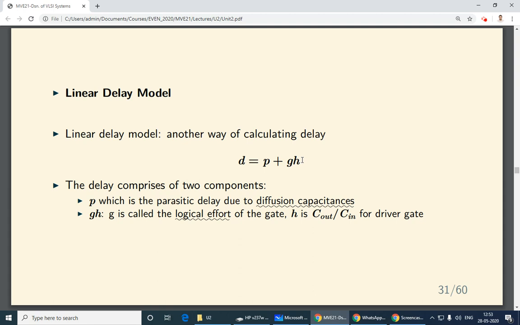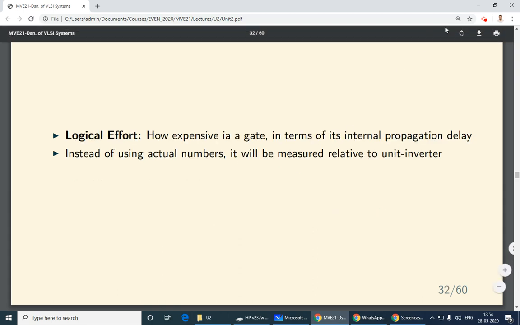Later on, if you want to calculate the actual delay, once you have decided which technology you're working on, you will get the RC delay. 3RC is tau, and you can multiply that with your d to get the actual delay in picoseconds. For now, just remember that the delay d that we are calculating here is in terms of tau, which is the 3RC delay for that particular technology. So we stop here.